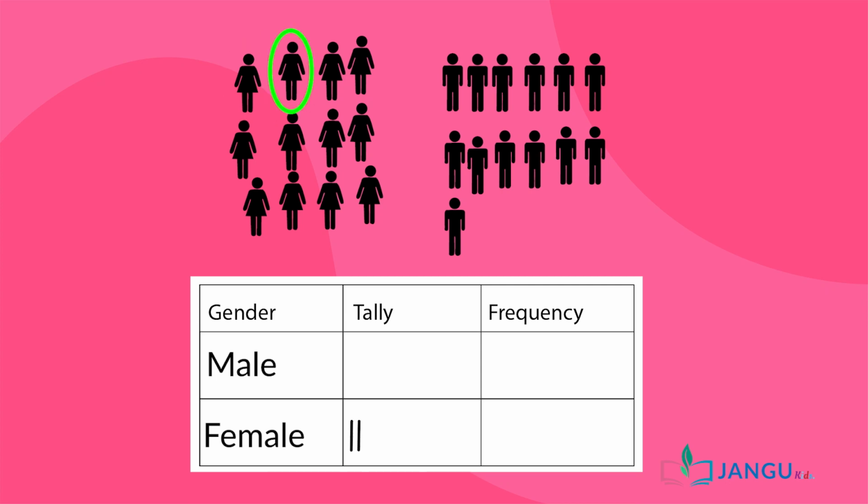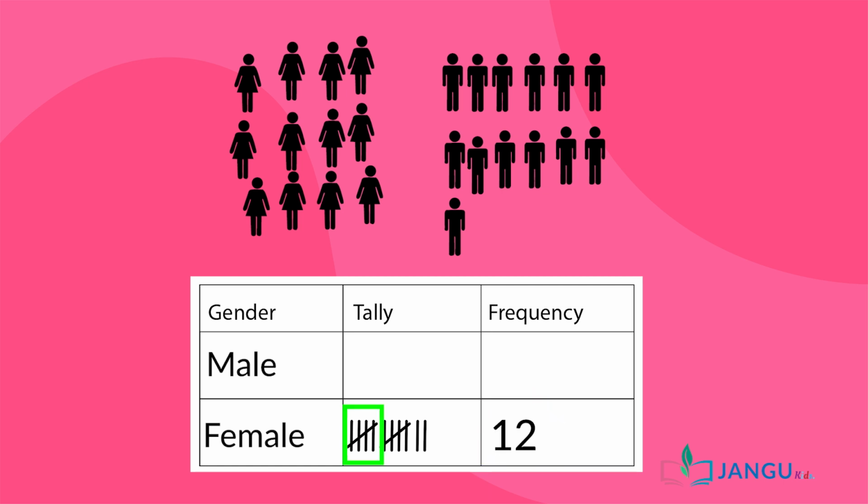1, 2, 3, 4, and then we cross the 5th one across, and we continue counting till 6, 7, 8, 9, and then we cross the 10th one across again, and continue counting 11, and lastly 12. There are 12 girls in the class, so we go on to write 12 in the frequency row here.